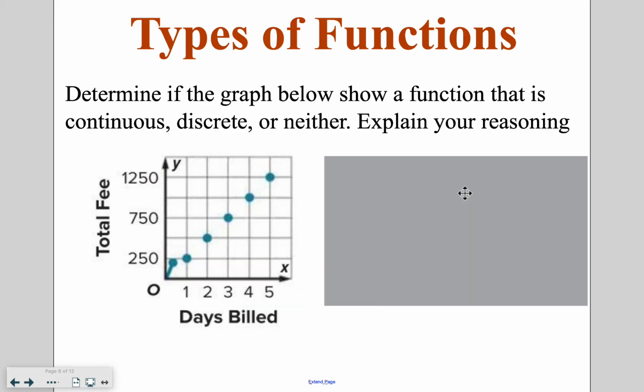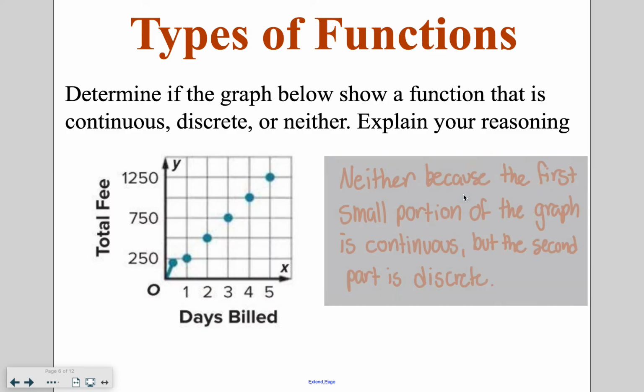Go ahead and determine this one on your own.